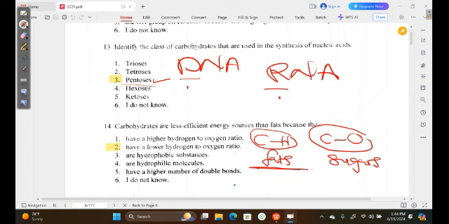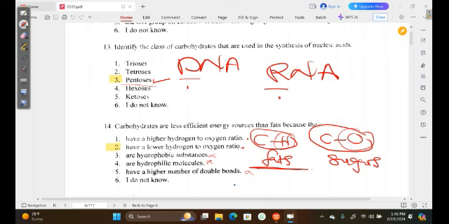Then 3, they are hydrophobic substances rather. 4, they are hydrophilic molecules. So these are actually just out of what we're talking about. 5, they have a high number of double bonds. No. So between these two now, we've established that there's more of this in fats and more of this in sugars.